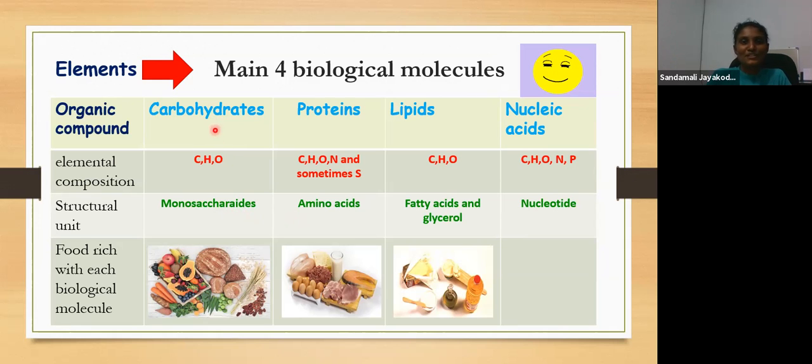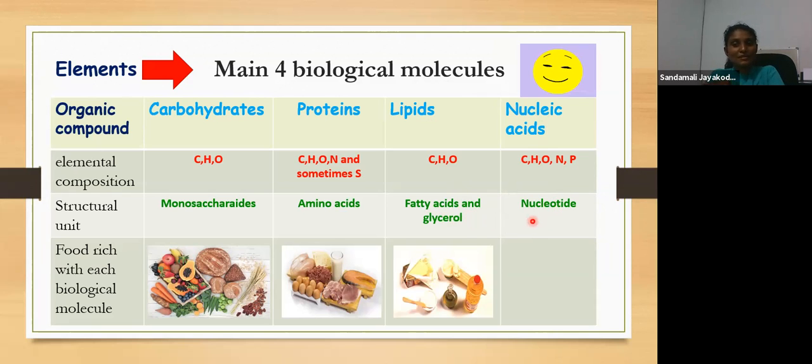In the case of carbohydrate, the little bead-like thing is named monosaccharide. That is the structural unit, the unit which makes the carbohydrate. In the case of protein, it is amino acids. Amino acids make the protein molecule. A large amount come together and bind together and make protein. In the case of lipids, it is fatty acids and glycerol. And for nucleic acids, it is nucleotide.